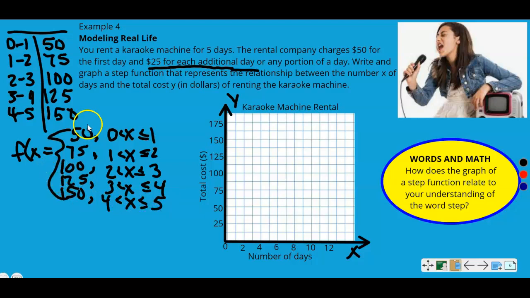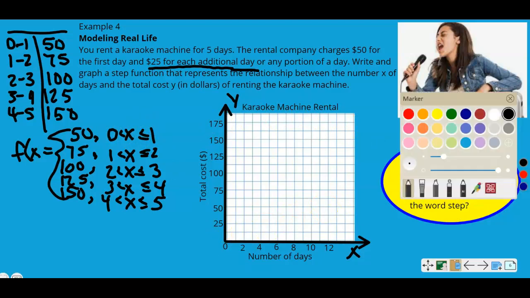So to write our step function, we first have to get our table of values and get a sense of what this cost is going to be per day. Now, if we want to graph this function, you know what a step looks like, and it says words in math. How does the graph of a step function relate to your understanding of the word step? Well, if you know what steps look like, a step function looks like something you could walk up. It looks like steps.